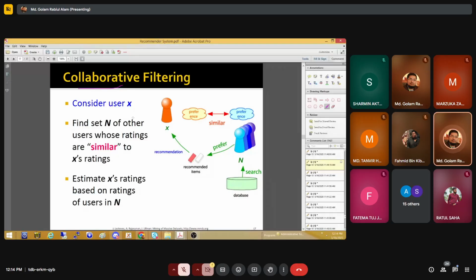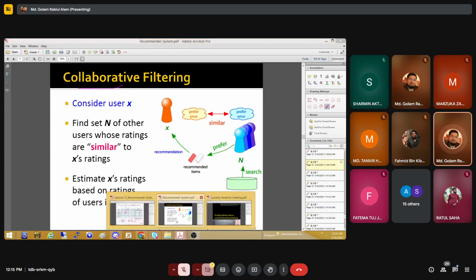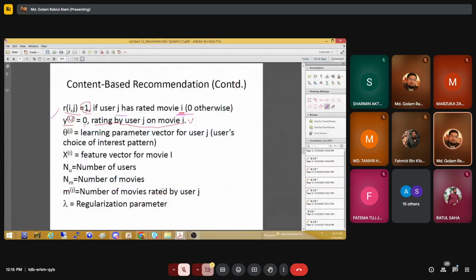So in collaborative filtering, what's the major thing we need to think about here? In collaborative filtering, there are two types of approach. One is called user to user, another is called item to item. Think about collaborative filtering as our user to user mechanism. User to user means we need to find similar minded users.